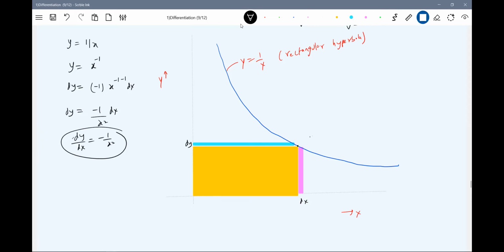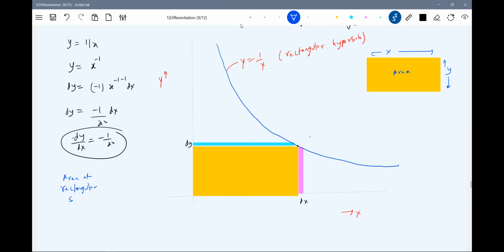So here, the discussion is very simple. It is like this. This is the y. Here I'll indicate all things clearly. This is x, no? Okay, let's focus on this area. What is the area of the rectangular strip? Shall I write x into y? And in turn, y is equal to 1 by x.